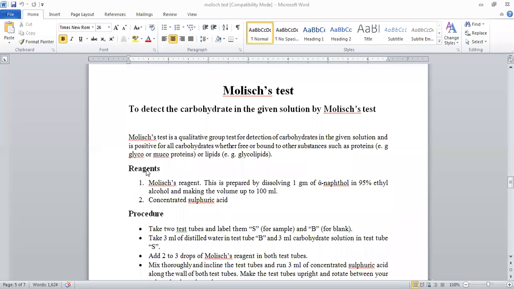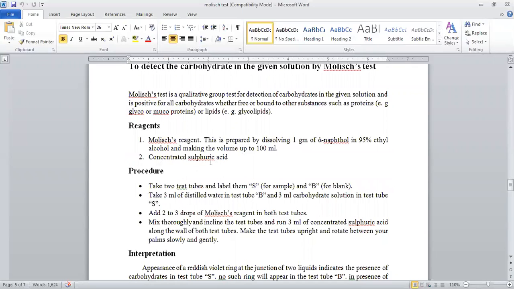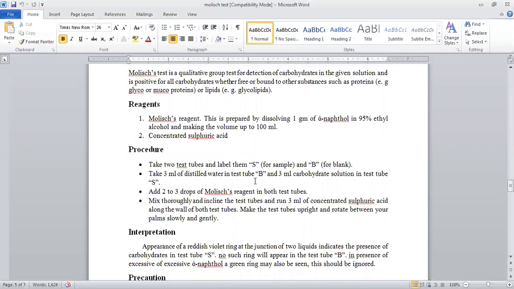So next, how will you prepare the Molisch reagent? Molisch reagent is prepared by dissolving 1 gram of alpha naphthol in 95% ethyl alcohol, and you will make the total volume 100 ml. This is how we can prepare the Molisch reagent. And the second chemical which is required is concentrated sulfuric acid. We need these two reagents for the detection of carbohydrates in the given sample solution.